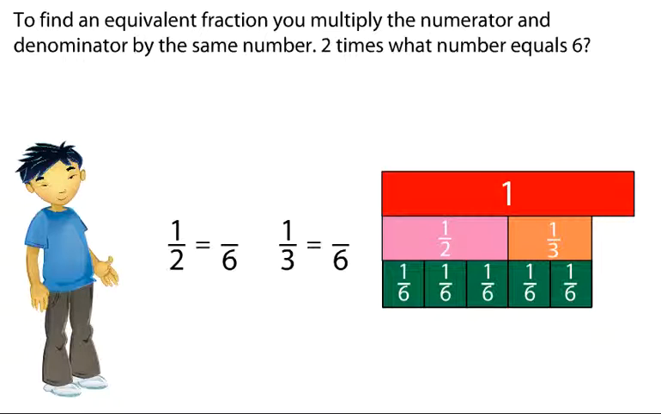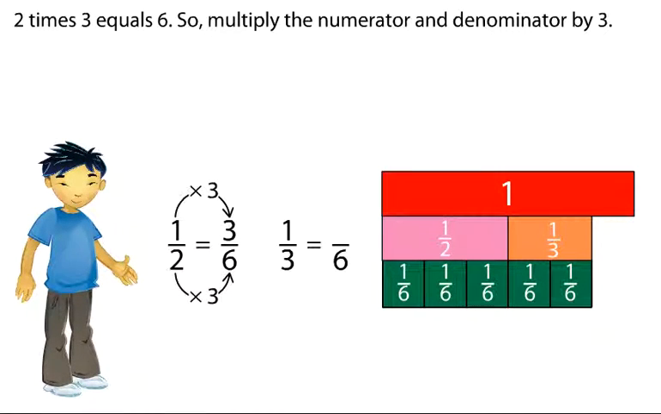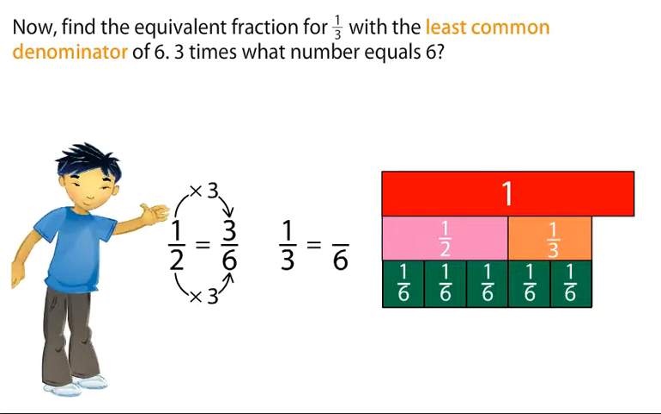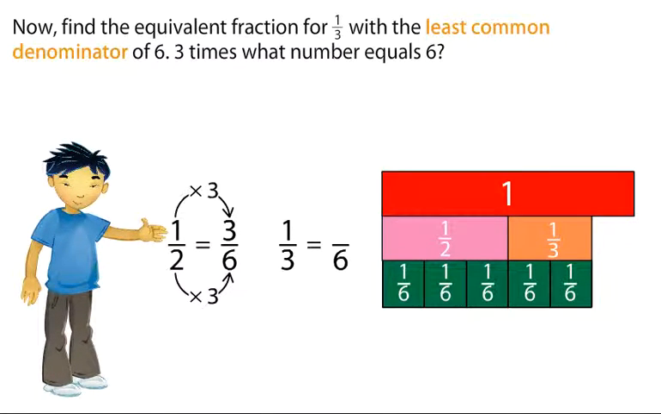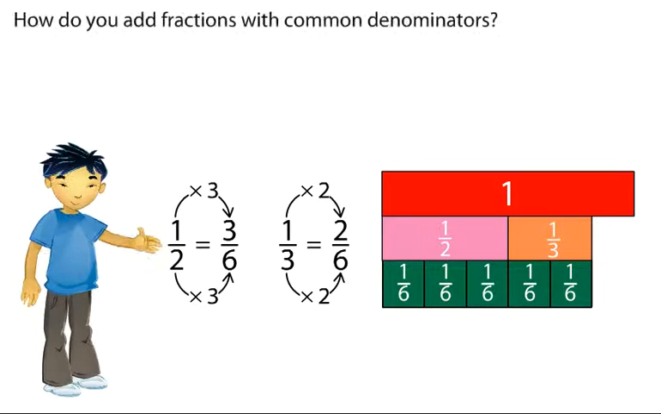2 times what number equals 6? 2 times 3 equals 6. So, multiply the numerator and denominator by 3. Now, find the equivalent fraction for 1/3 with the least common denominator of 6. 3 times 2 equals 6. So multiply the numerator and denominator by 2.